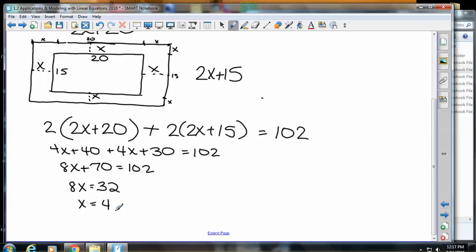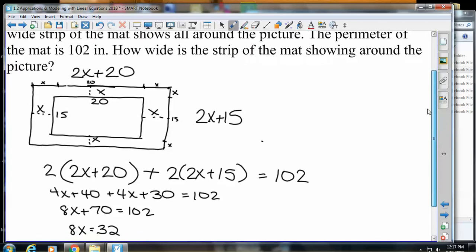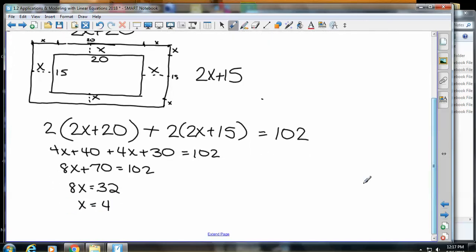You guys get 4 and solve it. So now we just have to answer the question. It asked us how wide was the strip of the mat, so it will be 4 inches.